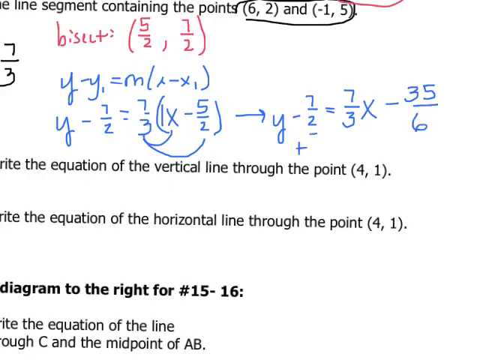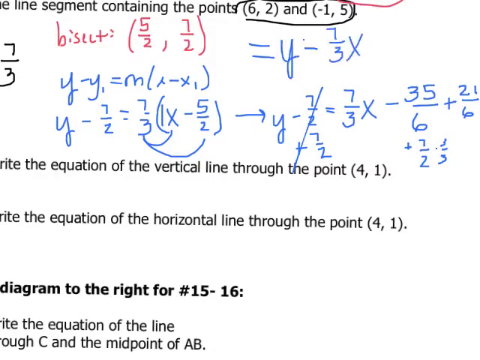Okay, add 7 halves. Add 7 halves. I need a common denominator. So this has a denominator of 6. I'll multiply 3 over 3. So I'm just going to put it up here. Plus 21 over 6. Because if I do 3 over 3, 7 times 3 is 21. Alright, so final answer. Y equals 7/3 x. Negative 35 plus 21 is negative 14 over 6.